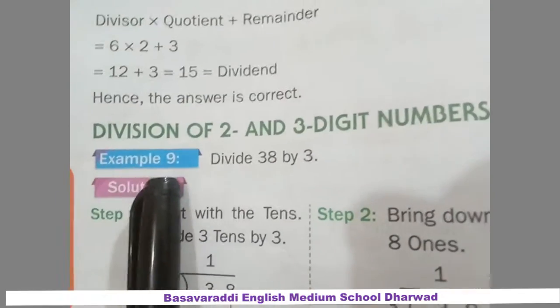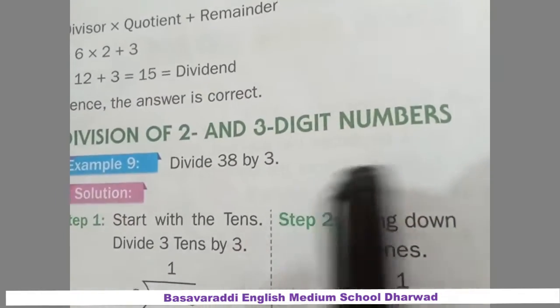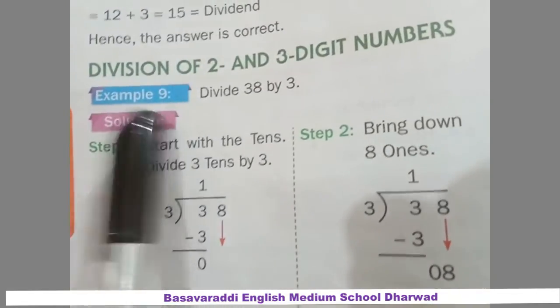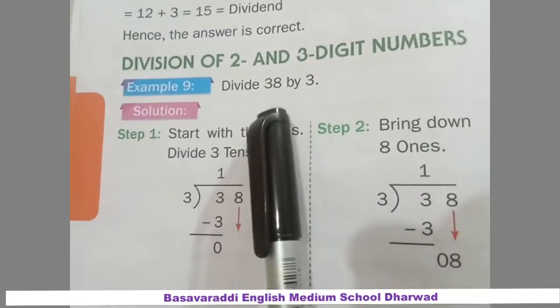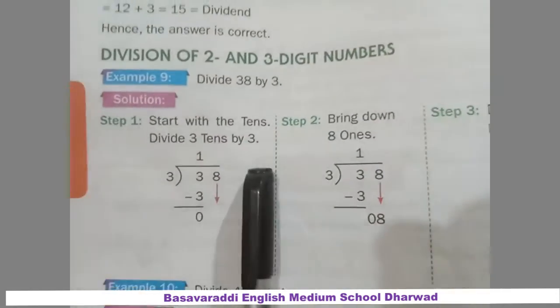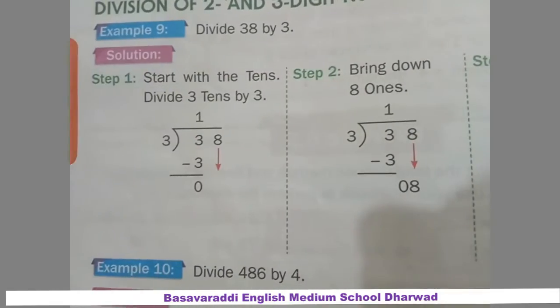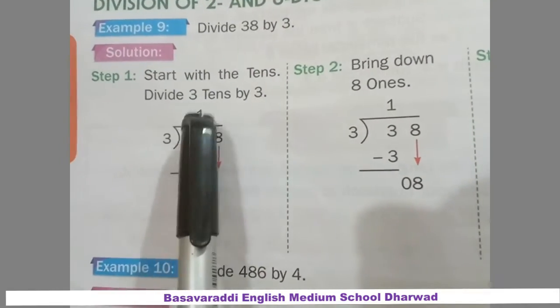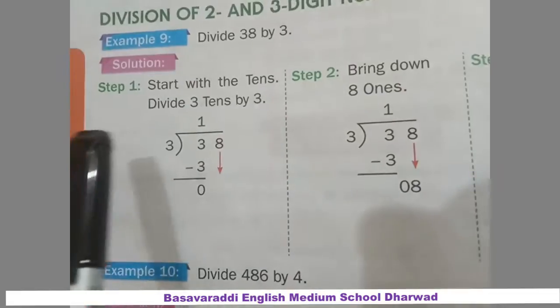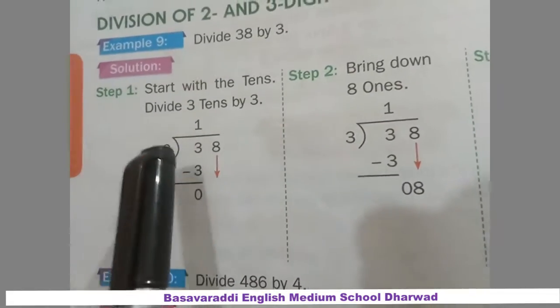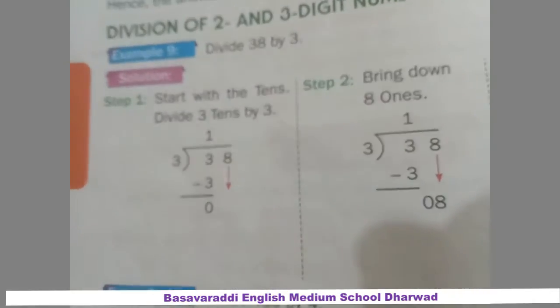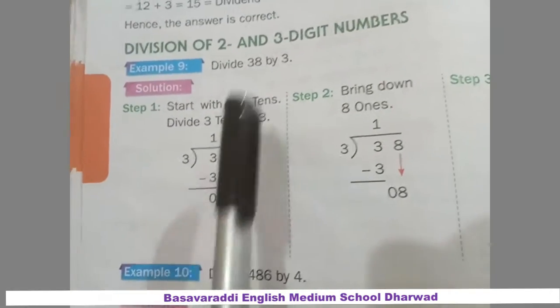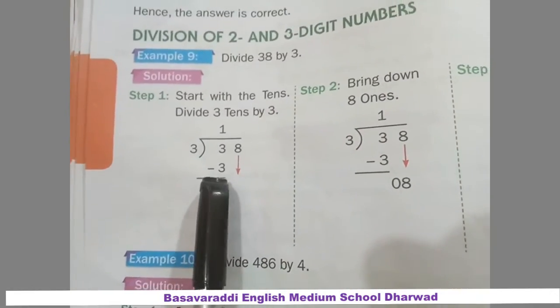Now, division by 2 and 3 digit numbers. Let us see the first example: divide 38 by 3. Start with the tens. We divide 3 tens by 3. Here 3 is the divisor and 38 is the dividend.